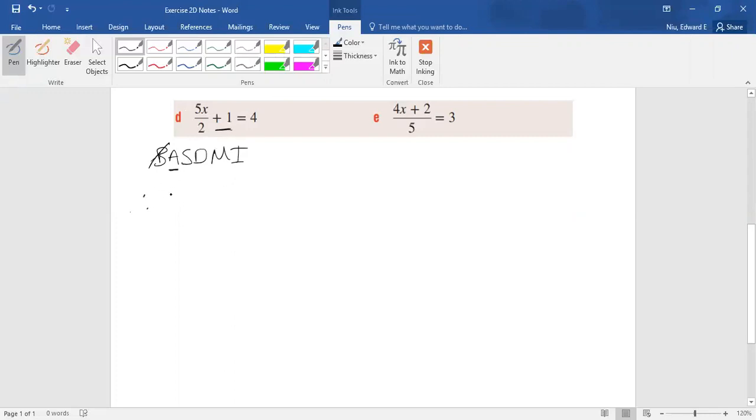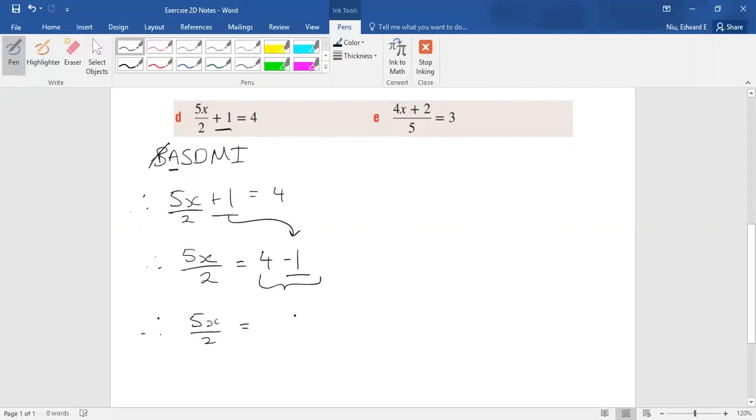So what we therefore do is we go 5x on 2 plus 1 equals 4. To get rid of this plus 1, we throw it to the other side and turn it into a negative. So here we've got 5x on 2 equals 4 take away 1. Essentially this got thrown to the other side and it's now the minus 1. So we know 5x on 2 is going to equal, well, 4 take away 1 is 3.